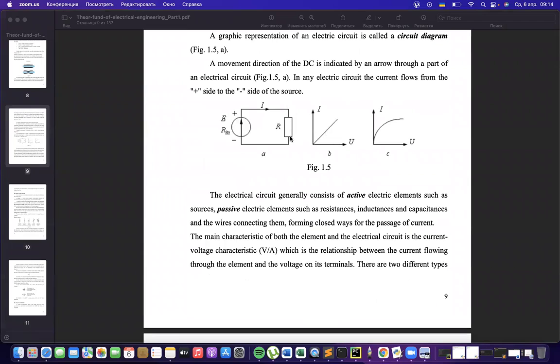This characteristic, this resistivity, could be linear or non-linear. If, independently of the value of current and the value of voltage, it stays the same as a constant, it's called linear, and the graph between current and voltage becomes a straight line.